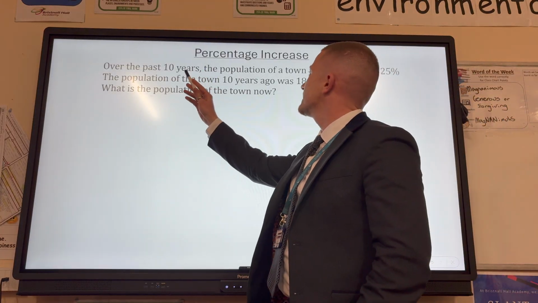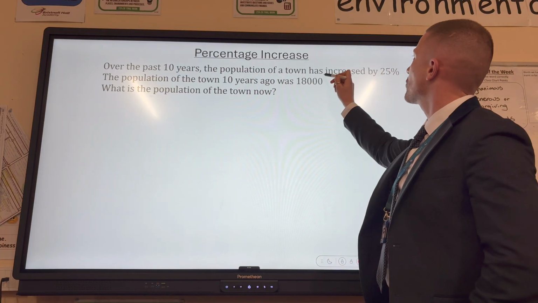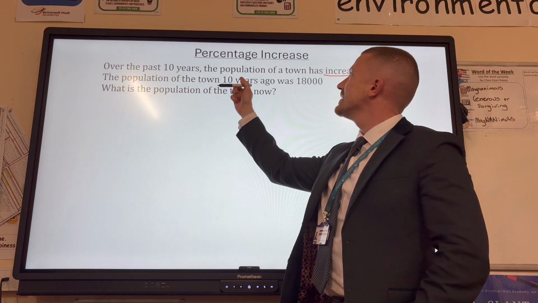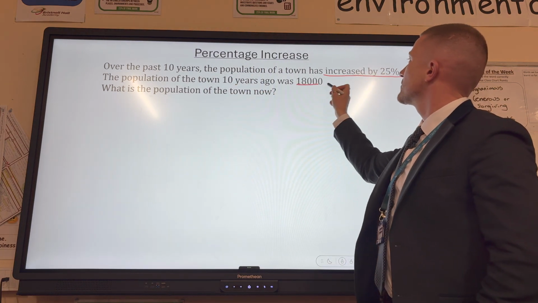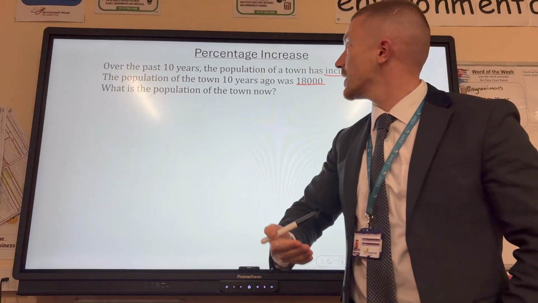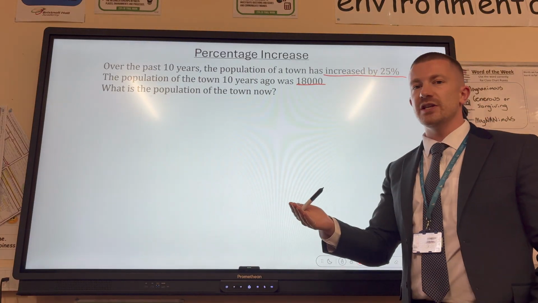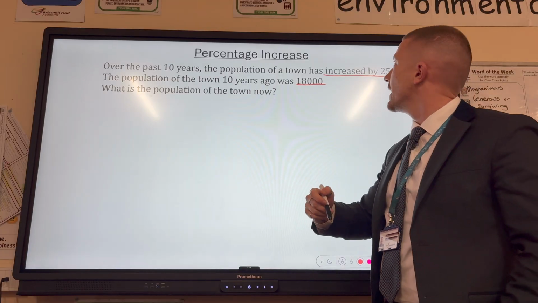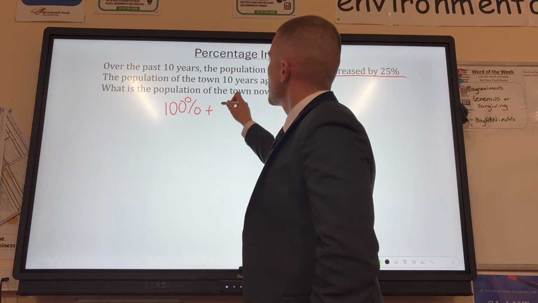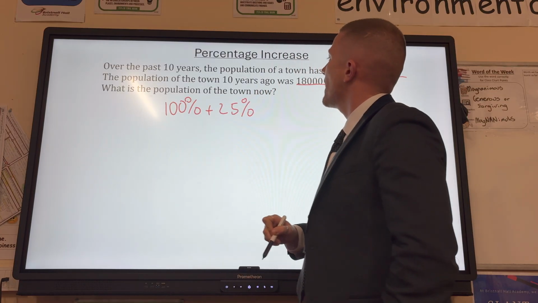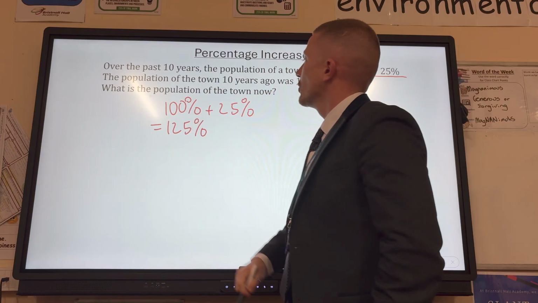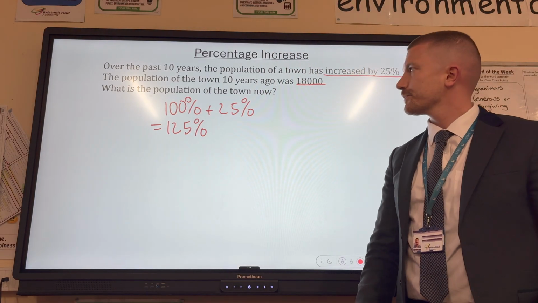Over 10 years, the population of a town has increased by 25%. That's important. The population 10 years ago was 18,000. What is the population of the town now? First we're going to think about, as a percentage, what is the new population? So we started with 100%. We increased the population by 25%, which means that now the population is 125% bigger.